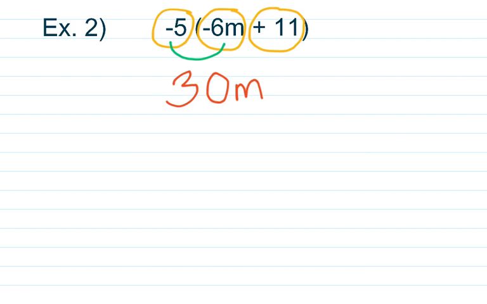We also would do negative 5 times a positive 11. A negative times a positive is a negative, and 5 times 11 is 55. So in this case, our simplified answer, after we did the distributive property, would be 30m minus 55.